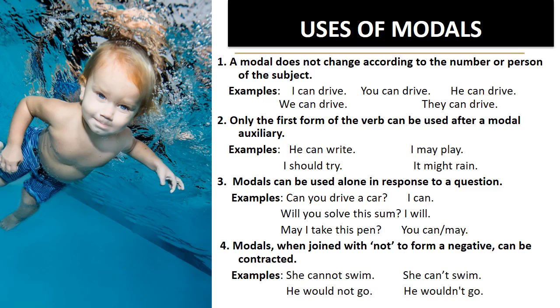For example, I can drive, we can drive, you can drive, he can drive, they can drive. So here for singular, plural, first person, second person, third person, there is no change at all. Whereas in tenses, we say I drive, we drive, you drive, he drives, she drives. So they change. Point number 2, only the first form of the verb can be used after a modal auxiliary.